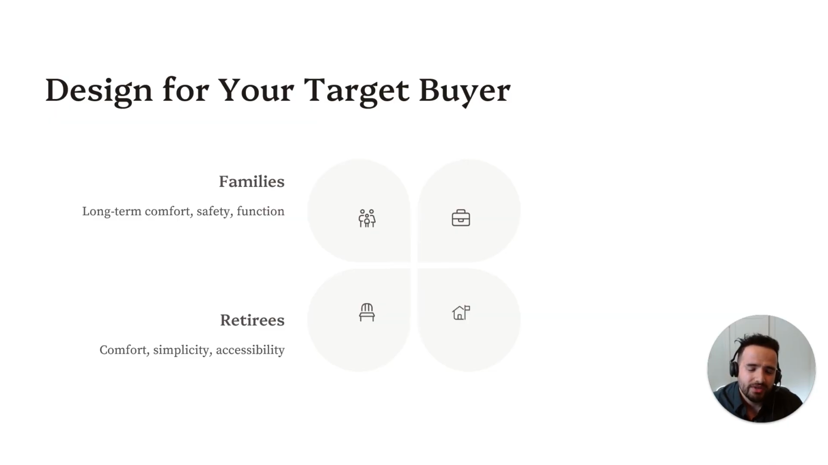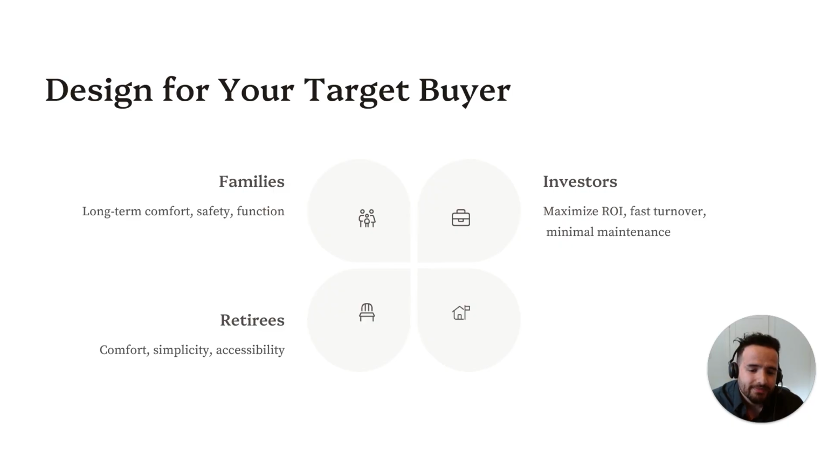Second one, retirees or downsizers. What is their goal? Comfort, simplicity, and accessibility. What would they want in a house? Main floor living, wider doorways, low-maintenance finishes, and lots of natural light. And if I give you a design tip, it would be to focus on creating spaces that feel calm and peaceful. They should be able to age into this home.